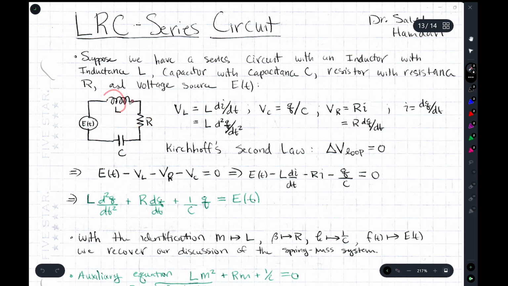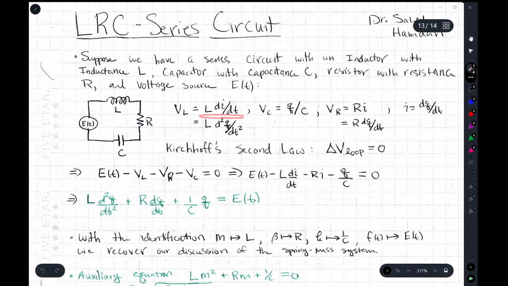Okay, LRC series circuit. So here we have an inductor, and inductors have inductance L, okay? So that's the inductance measured in henries as the SI unit. A resistor with resistance R measured in ohms. A capacitor with capacitance C measured in farads. And a source of voltage in the series circuit, okay? It's a time varying function. We just represent it here as E of t.